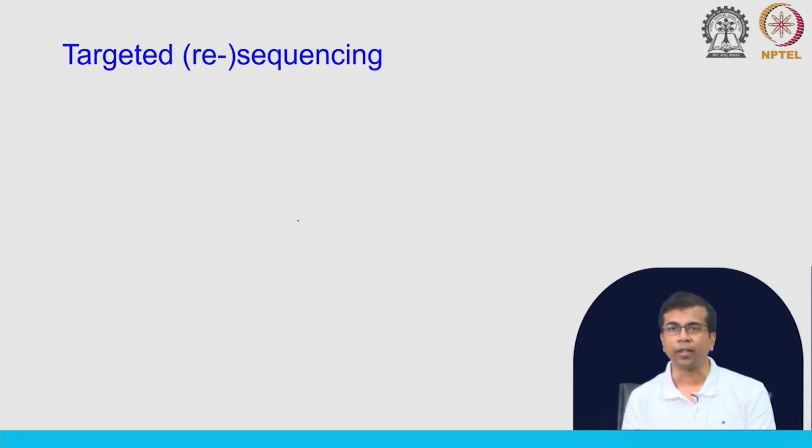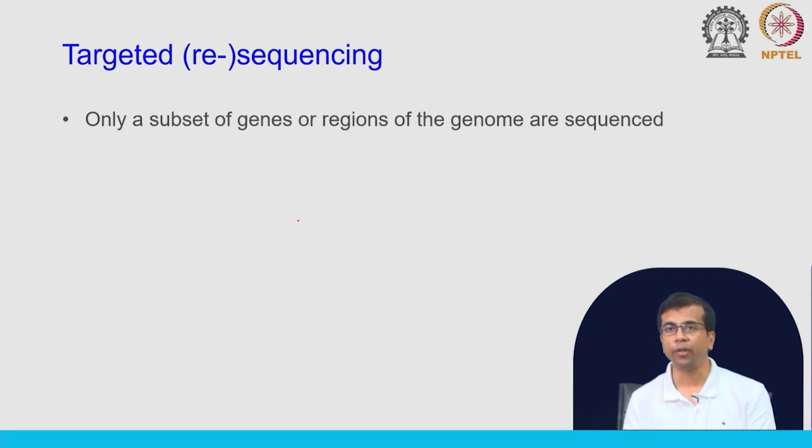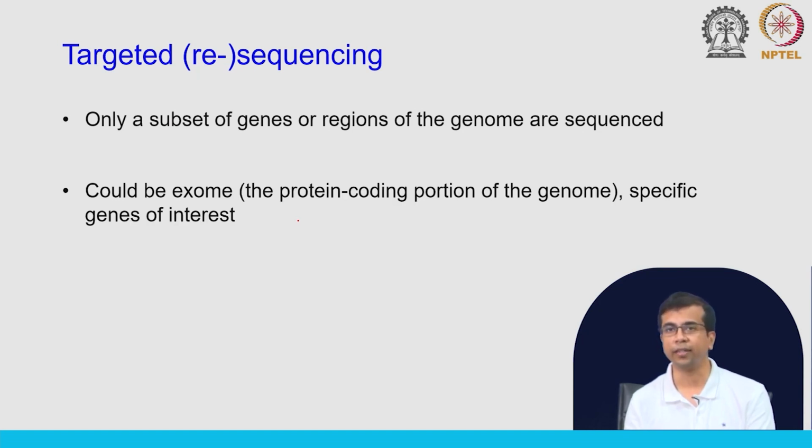Now, we will introduce a couple of terms that we often use when you are analyzing these variants. So, one is called targeted resequencing. So, what we do in targeted resequencing is instead of sequencing the full genome, we only target a subset of genes or regions of the genome that we sequence. Okay. So, why would you do that? So, this is important. Sometimes these regions are actually of interest to us. Now, these targeted regions, they could be exomes, right, mostly the protein coding portion of the genome, or it could be some specific gene of interest, right.